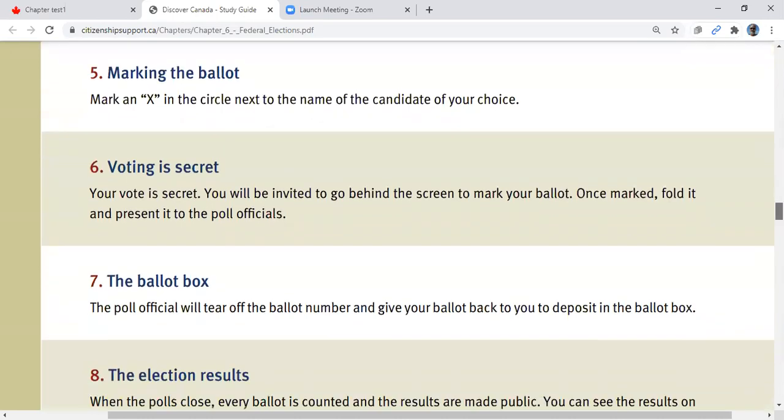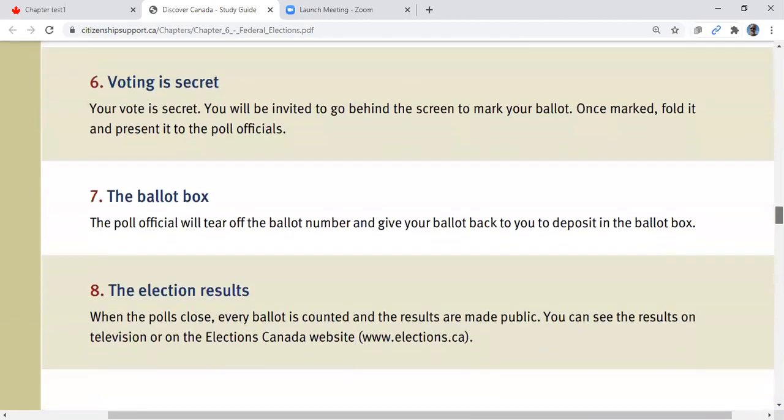Okay. And then could you read number 7, please, Zaniba? Okay. The ballot, that's correct, teacher? Yeah, the ballot. Ballot box. The poll officer will tear off the ballot number and give your ballot back to you to deposit in the ballot box. Yeah. So you want to say ballot. Ballot. Yeah, ballot.